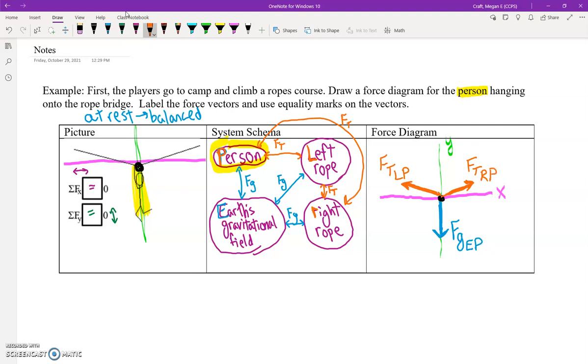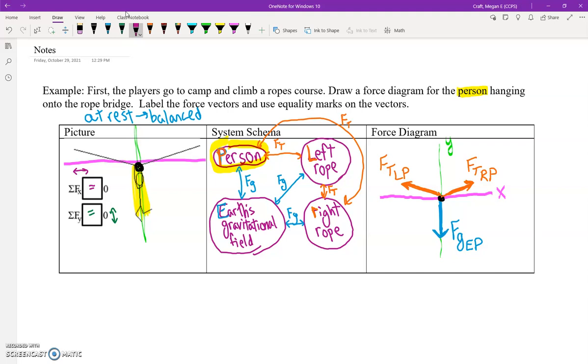And I was very intentional with how long I drew my arrows. They're not the prettiest, but I'm hoping you'll be able to see why I drew my arrows that length. I'm done with drawing arrows because I have drawn 1 arrow for every interaction on this system schema, every interaction with the person. So now my last step is to mark which forces are equal.